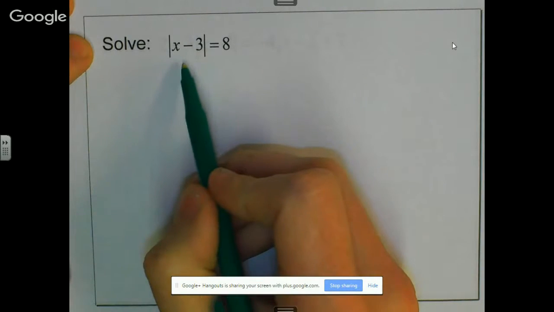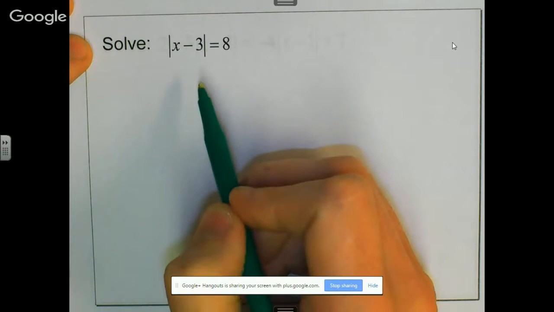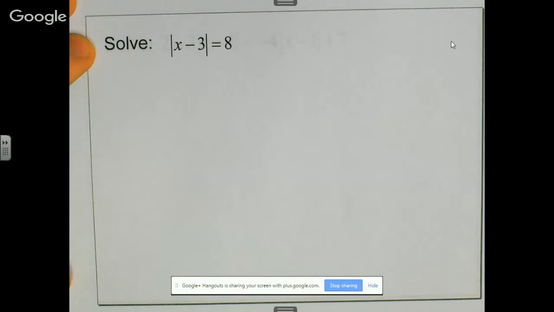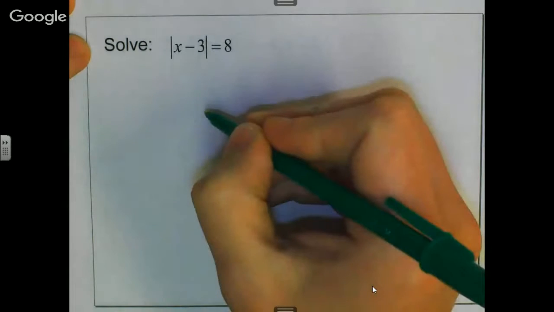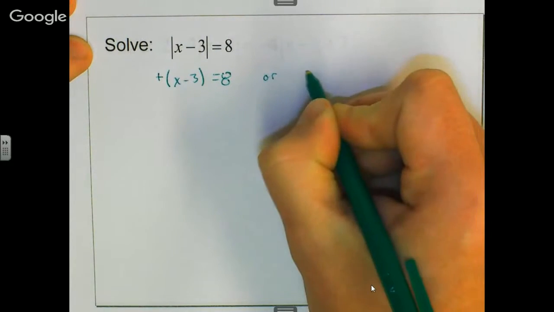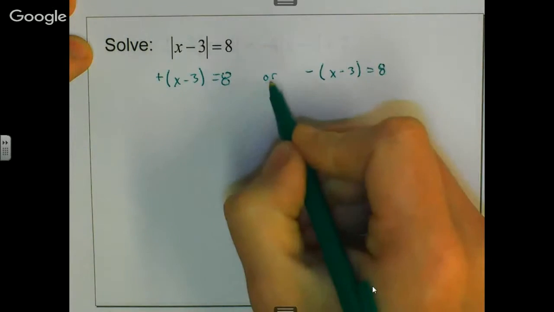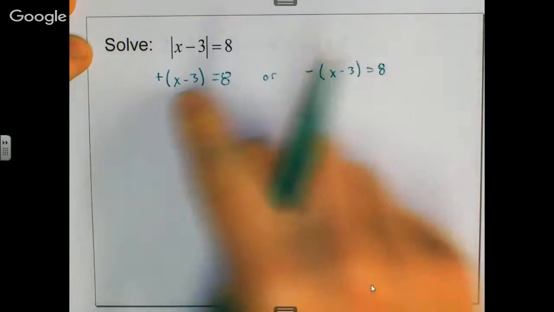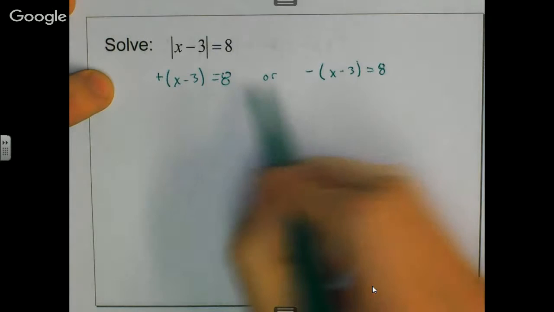So like we did with radicals, we have to isolate the absolute value, meaning nothing can be outside of it. With this one, that's fine. We're good. There's nothing outside. So we will just take the positive x minus 3 equals 8. Or we look at the negative. This would be an and or an or. One of these will happen or both of them could happen, depending on how it's set up.